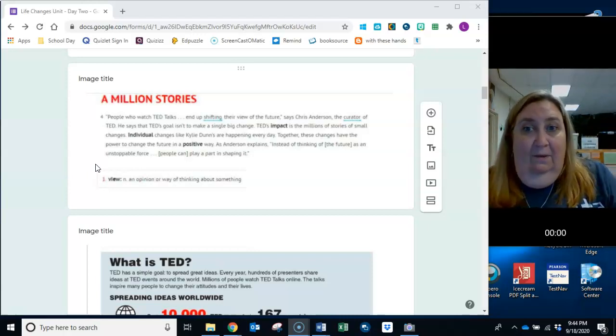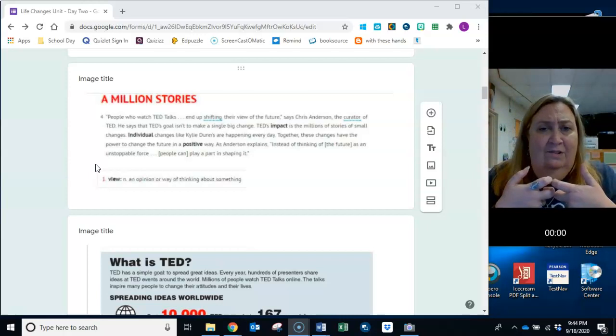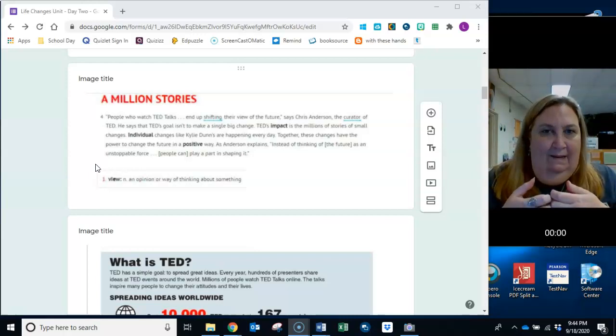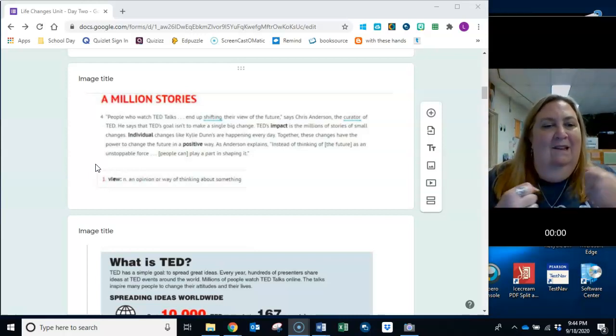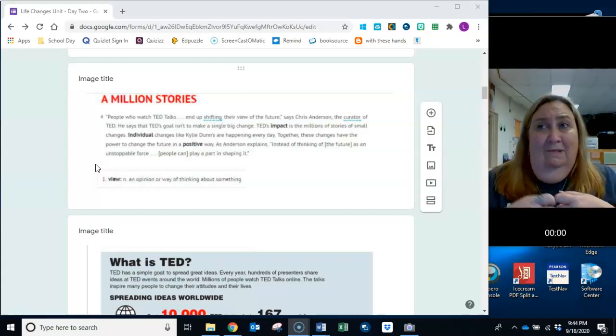Let's just keep looking at vocab here. We're going to talk about the word impact. When two cars crash into each other, that's an impact. But this is a different kind of impact. This is a much more positive impact. An impact is the effect you have on something. When cars crash together, one car stops the other, one car pushes another out of the way.